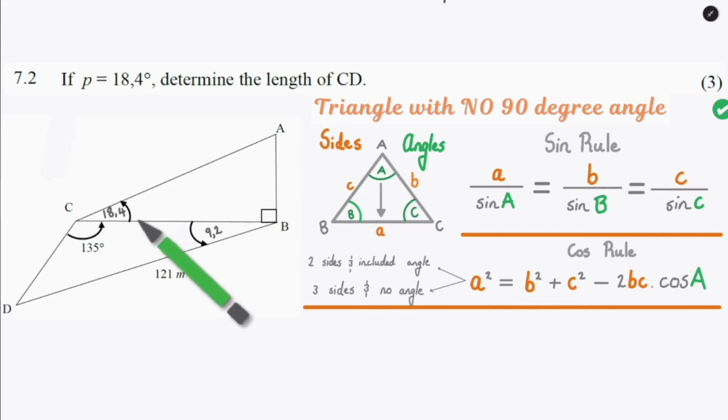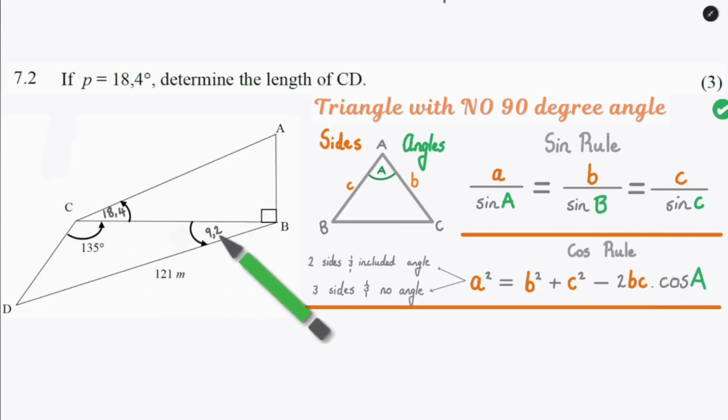So I'm going to look at what I have inside of this triangle. I've got this side over here, and then I've got 2 angles. So I'm not seeing any one of these cases. I'm not seeing 2 sides and the included angle. If I had these 2 sides over here and the angle between them, it would force me to use the cos rule. But I'm not seeing that here.